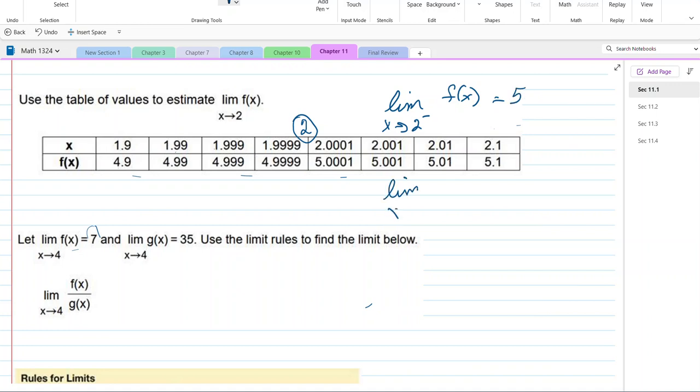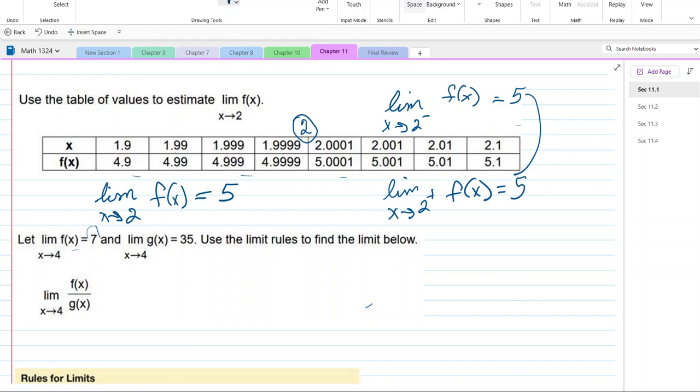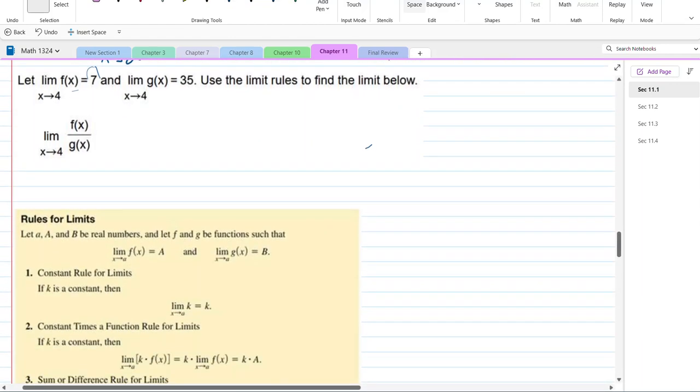Limit as x approaches 2 from the right, we also get 5. Now, do we know the value? No, but we know these two match. Therefore, the limit of this function is 5. All right.